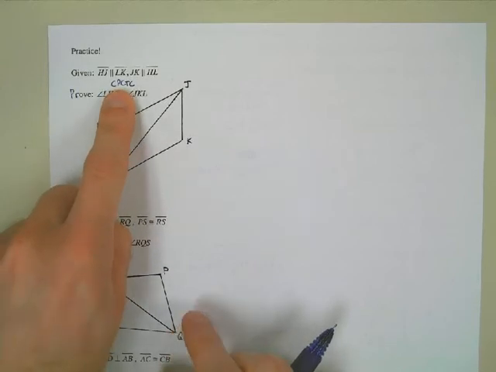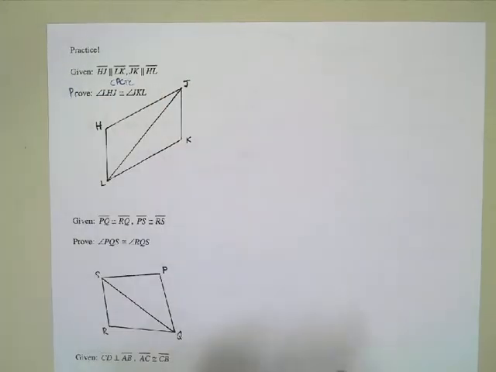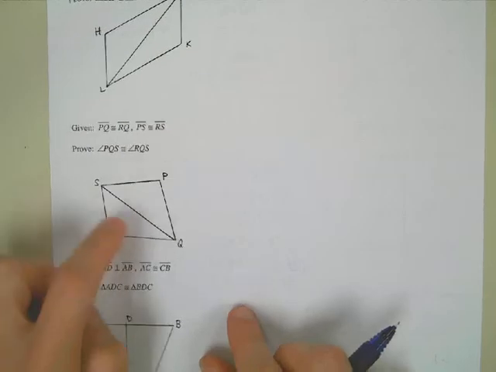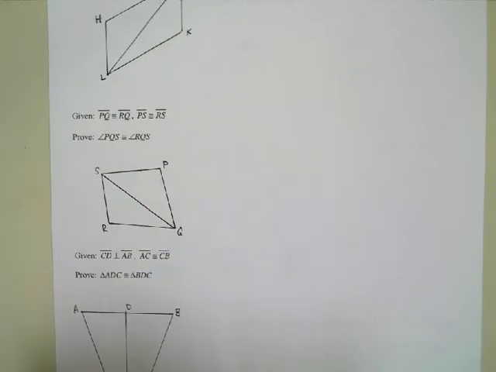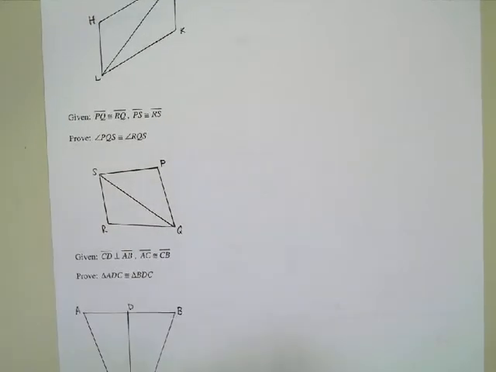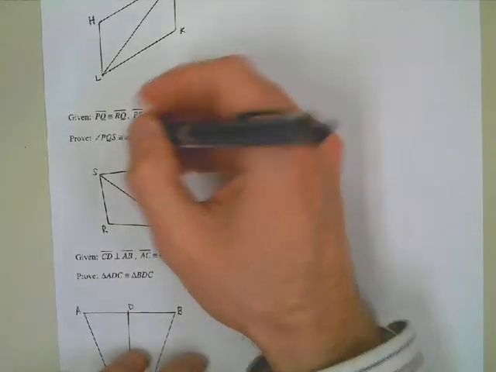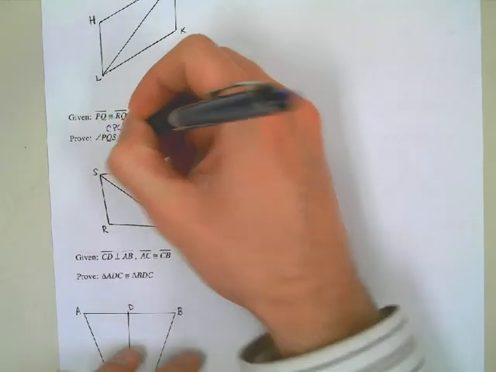What about this one? Is this going to be CPCTC? Yeah. How do you know, Derek? Because it's still angles. Because we're trying to prove two parts of the triangles congruent. So this will also be CPCTC. Okay? How about the third one here? Is this CPCTC? No. How do you know?